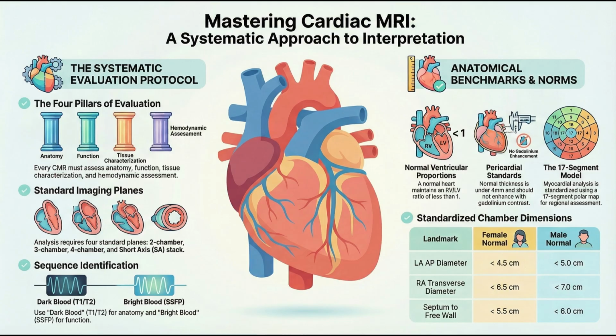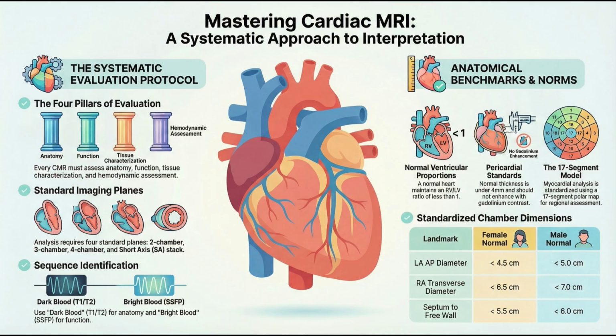It's a subtle finding, but it's incredibly easy to miss if you aren't looking for it on these first static images. The guide also mentions checking the chamber size ratio here. Yes, the RV to LV ratio. The right ventricle should always be smaller than the left ventricle. That ratio should be less than 1. So if you look at that axial slice and the RV looks just as big as the LV, that's an immediate red flag for right heart strain.